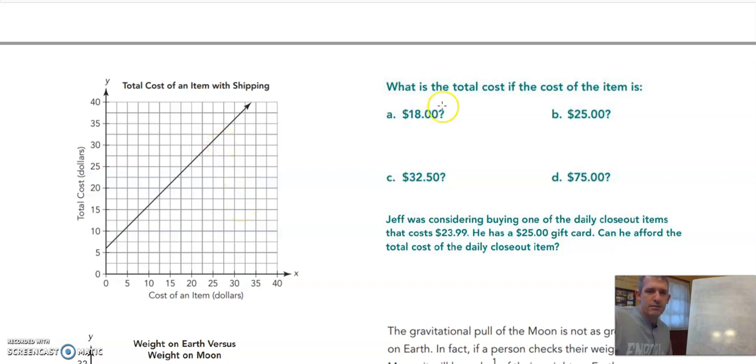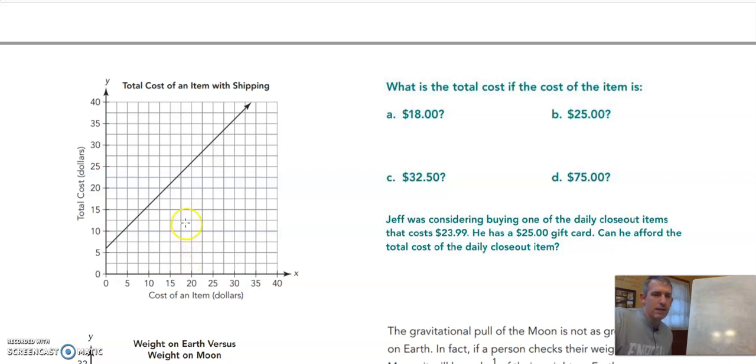So the first question is, what is the total cost if the cost of the item is $18? Okay, so look at your graph. You got total cost over here, and you have the cost of the item. So don't get those mixed up. You got to think through which one they are telling us here. They ask us what is the total cost if the cost of the item is $18. So the cost of the item is 18, so we want to find 18. And it's about right here. Okay, so you can already tell this is going to be a close estimate. Maybe not ideal, but we'll go with it.